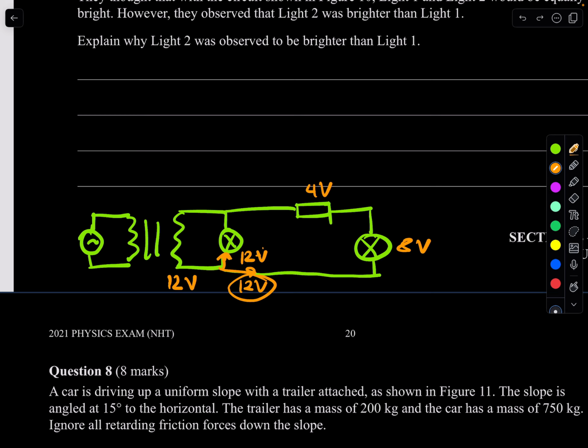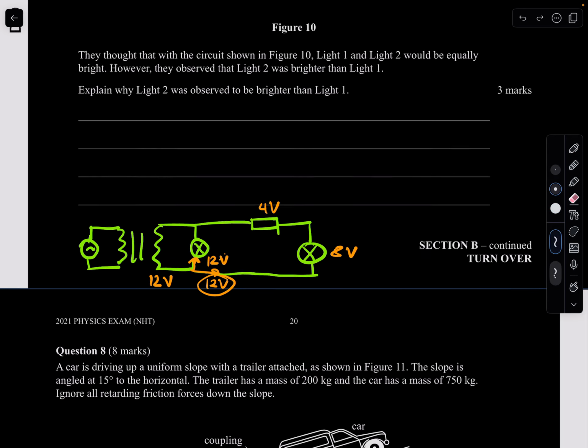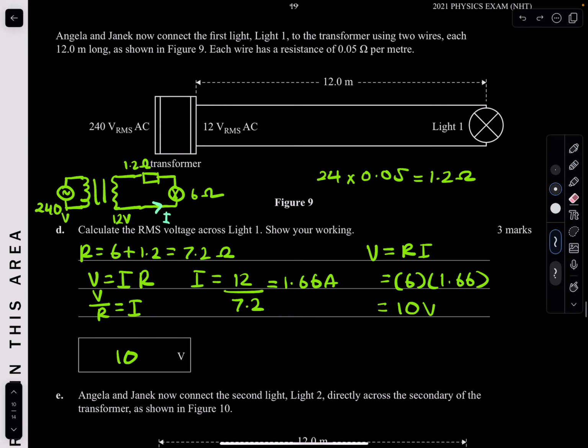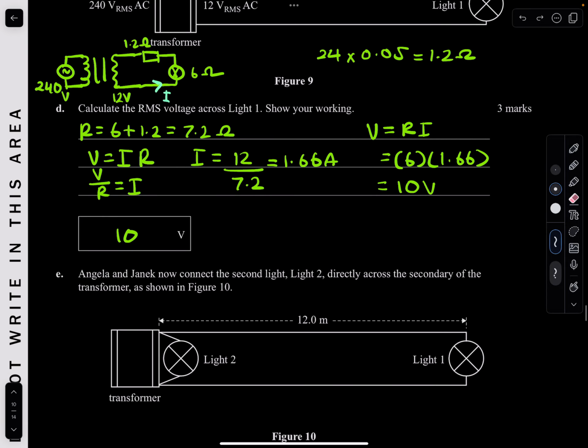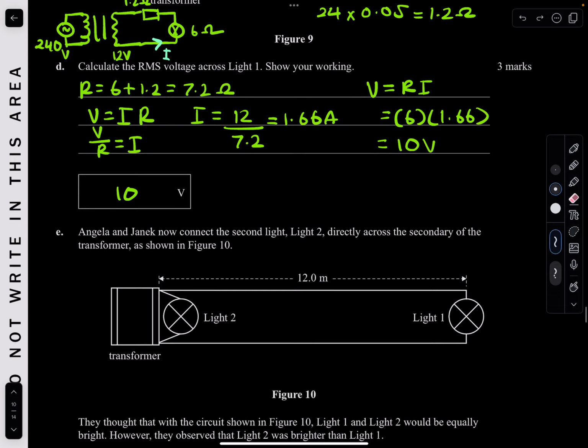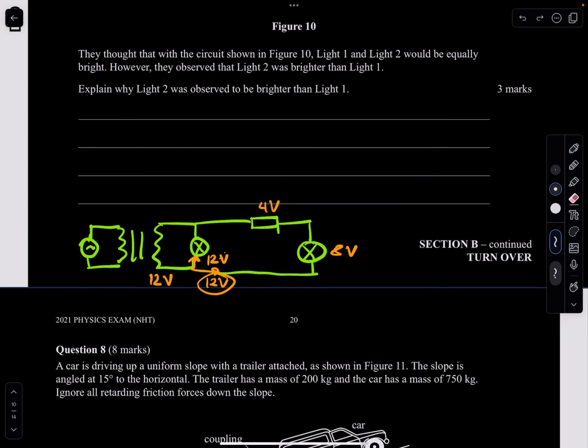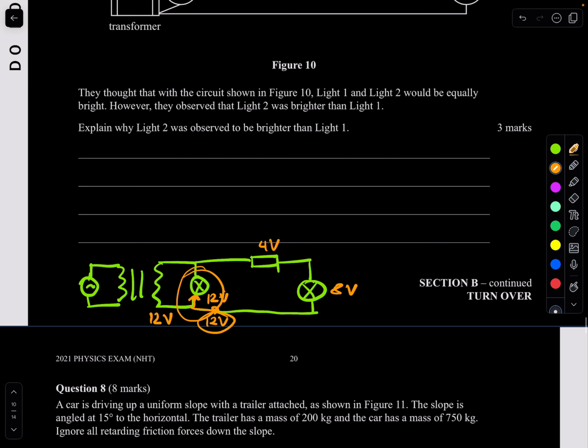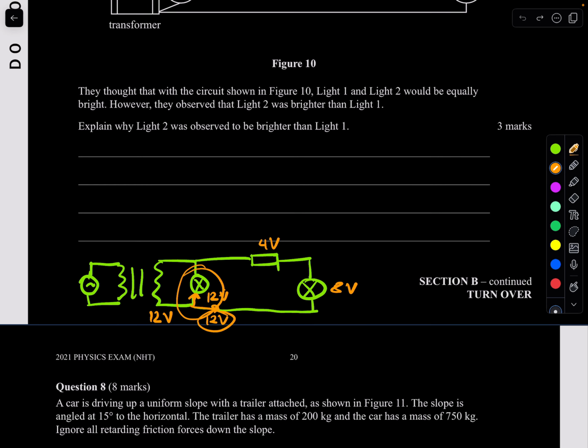And so remember what we said. What did they say in the question? That the light works at 12 volts, if I'm not mistaken. Yeah. So both lights efficiently work at 12 volts. So if this one is receiving 12 volts, this one over here is receiving approximately 8 volts, or some figure we just made up. And so that's why light 2 is much brighter than light 1.